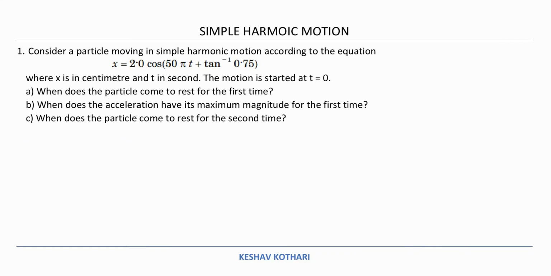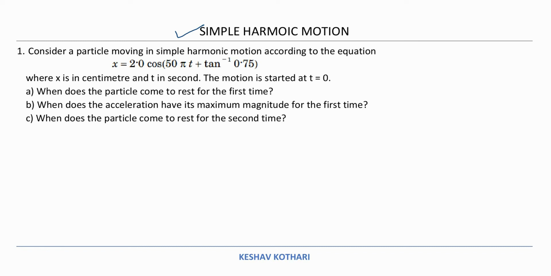So we are dealing with the problem solving segment of simple harmonic motion. Let us begin with the first problem. Consider a particle moving in simple harmonic motion according to the equation x equals 2 cos of 50 pi t plus tan inverse of 0.75, where x is in centimeter and t is in second. The motion is started at t equal to 0.